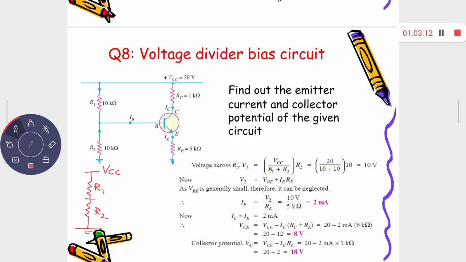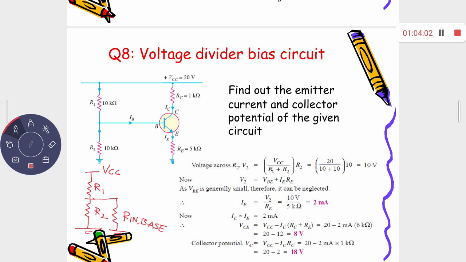This time we don't have only R1 and R2. Apart from that, we have something connected in the form of a transistor with some emitter resistance, and that provides some R in base, the input resistance looking into the base of the transistor. So this transistor is actually loading this circuit. It's not simply VCC upon R1 plus R2 multiplied with R2. You have another R in base coming in parallel with R2.